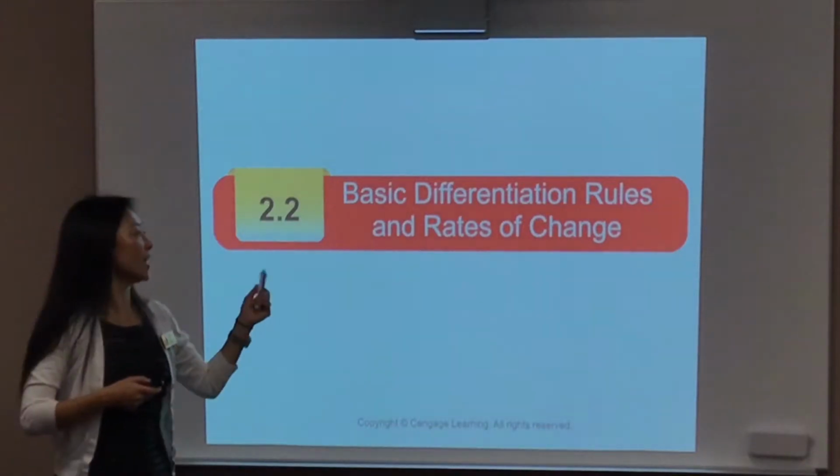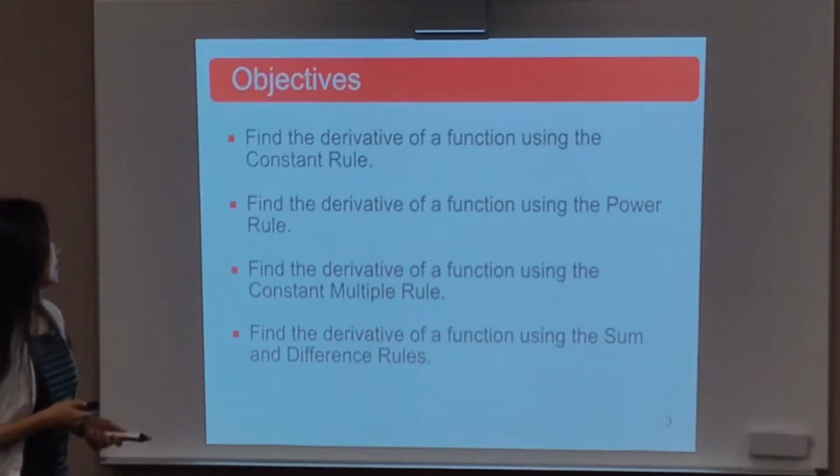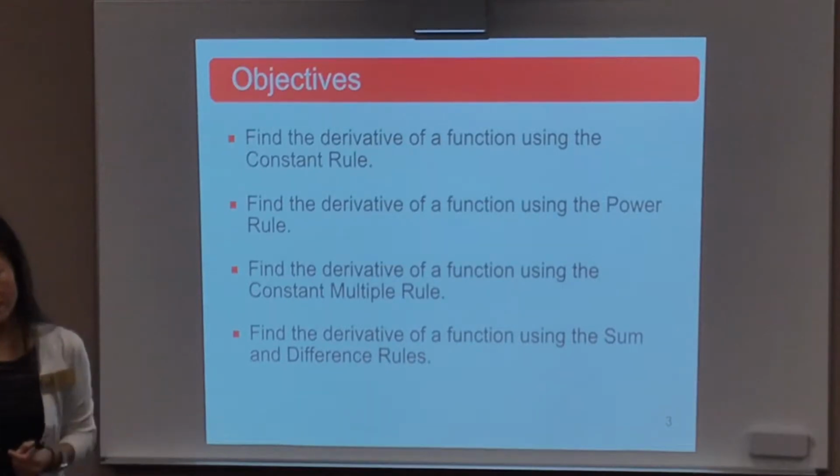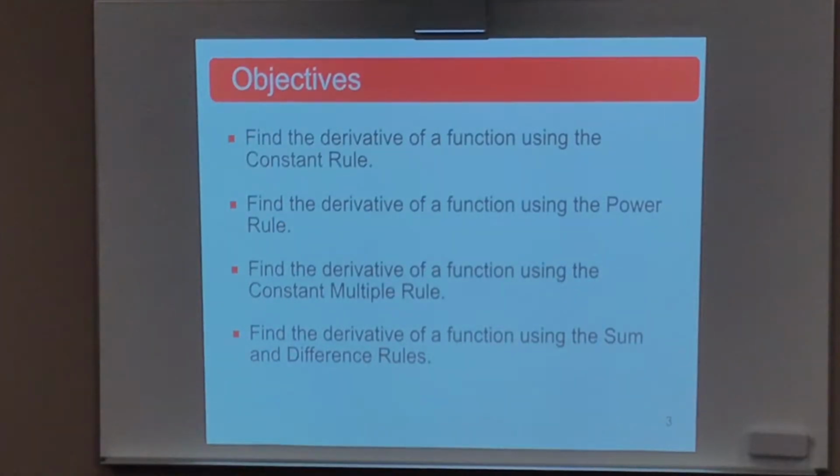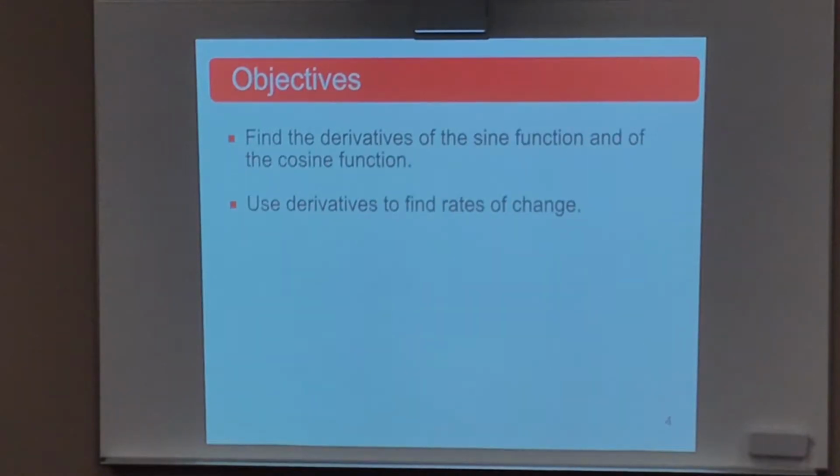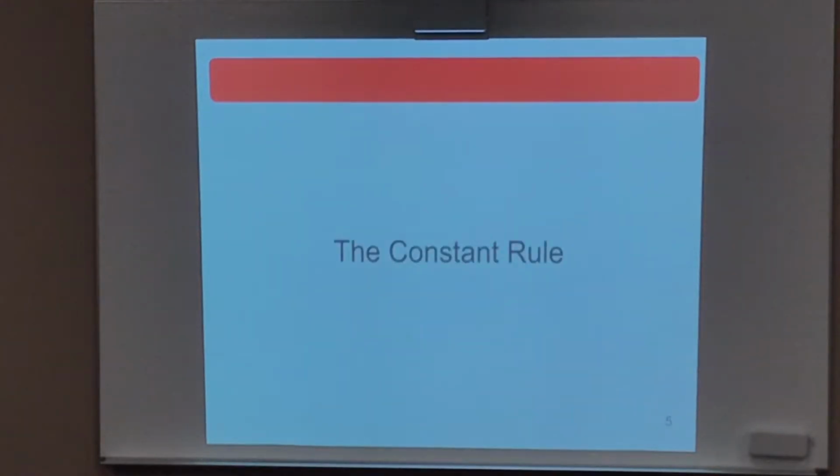Differentiation rules and rates of change. So the objective of 2.2: find the derivative of a function using the constant rule, find the derivative of a function using the power rule, find the derivative of a function using the constant multiple rule, find the derivative of a function using the sum and difference rules. And then we're going to find the derivative of sine functions and cosine functions, and find the derivative of rates of change. Constant rule.